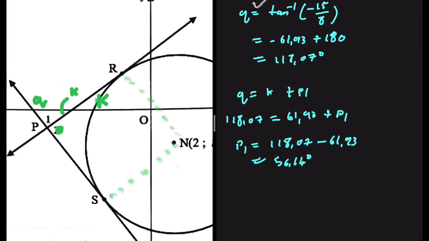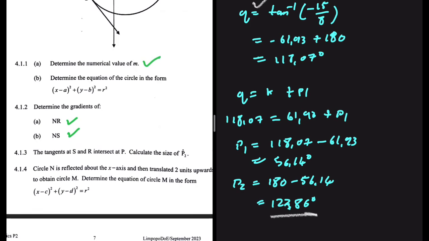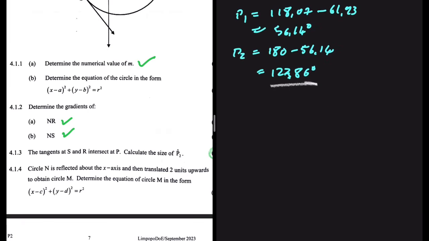We're not looking for P1. We're looking for P2. So P2 will be equal to 180 minus 56.14, and that is 123.86 degrees. Yeah, it is a long and painful exercise, but we have to do what we have to do. So that is 4.1.3. Let's go ahead and do 4.1.4.